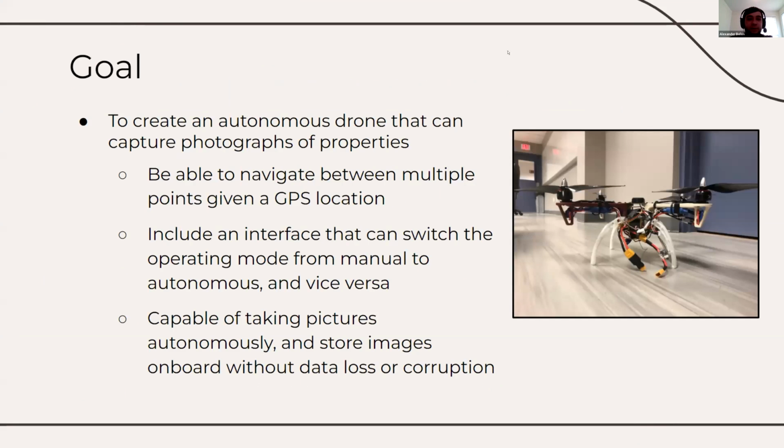So our goal for this project was to create an autonomous drone that can capture photographs of properties. It will do this by navigating between multiple GPS location points and include an interface that can switch operating modes between manual and autonomous and vice versa. And it'll be capable of taking pictures autonomously and storing the images on board.